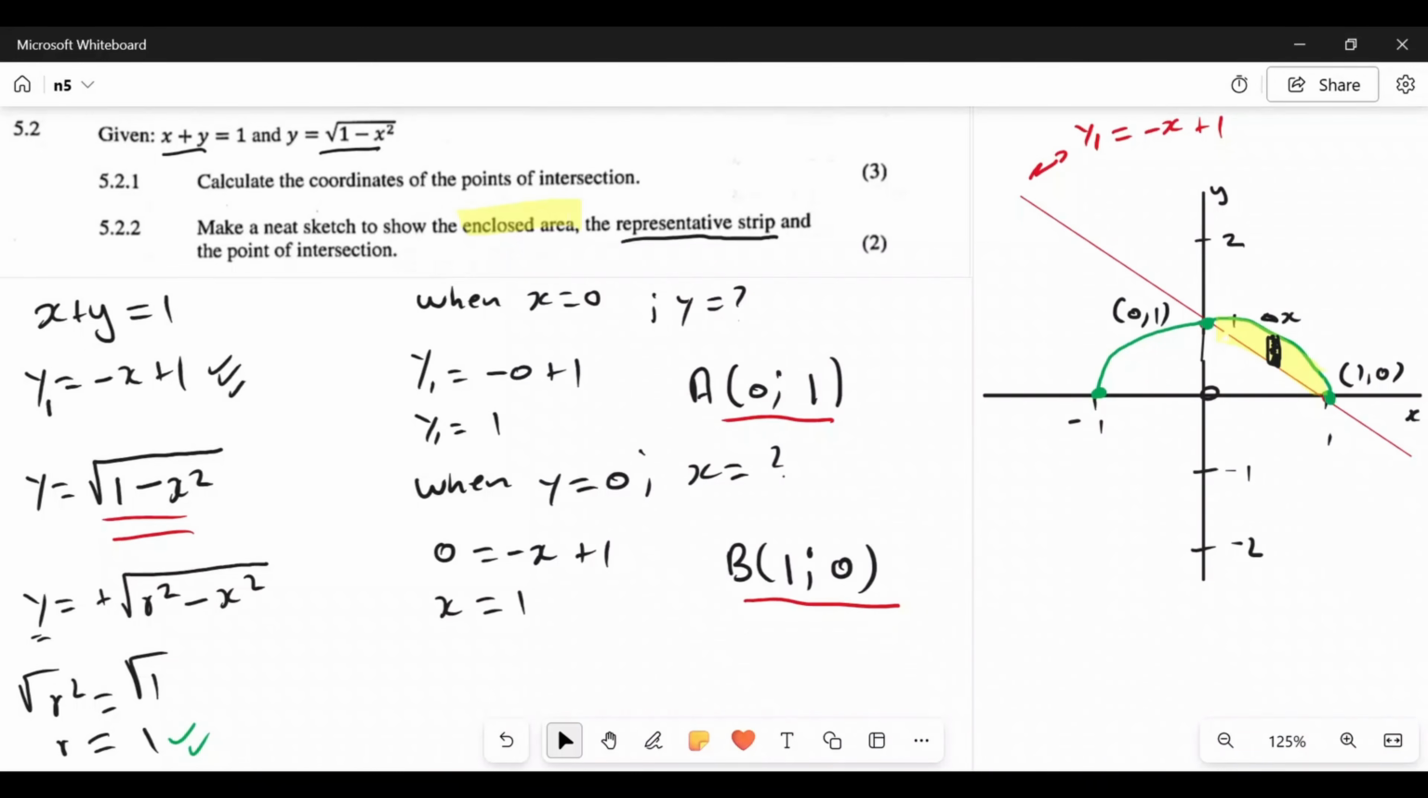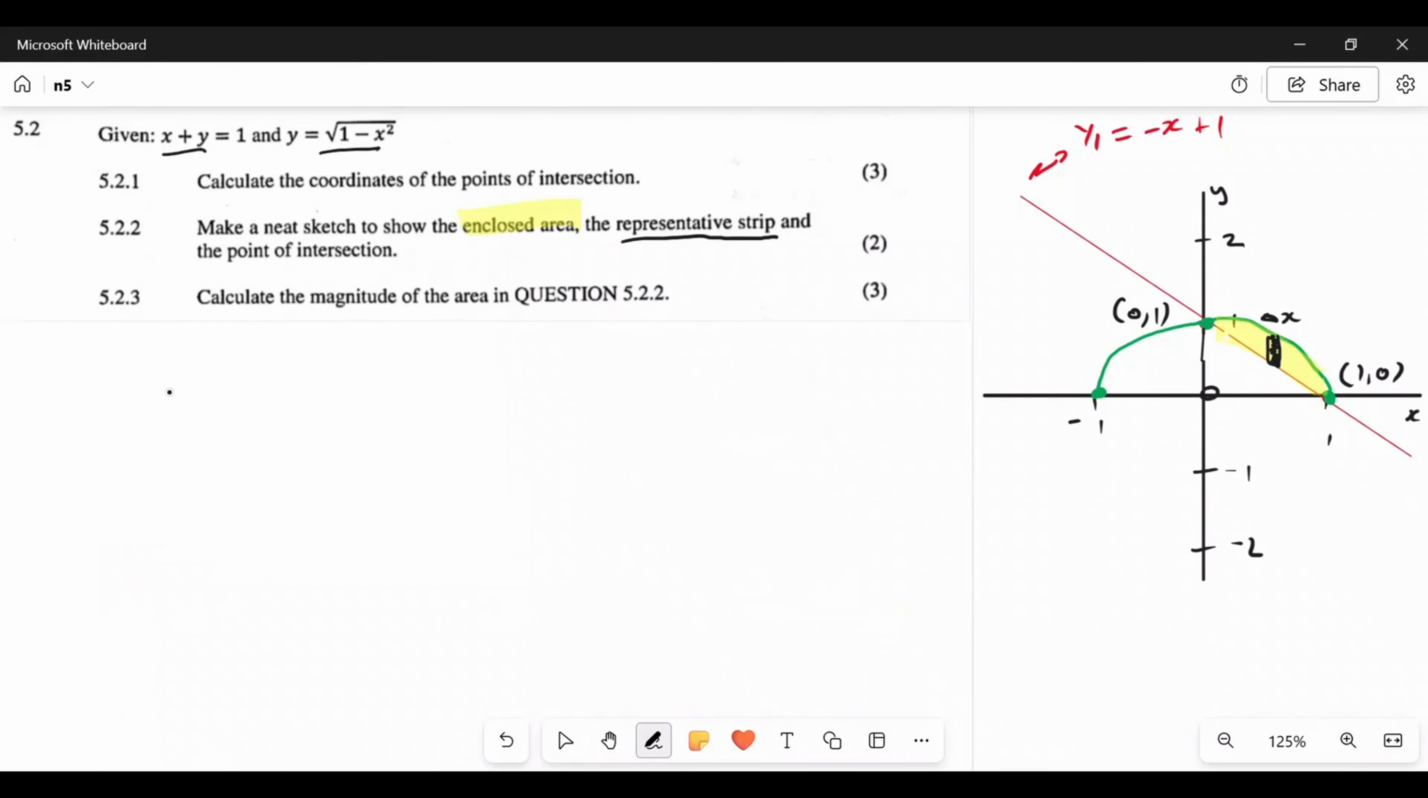We're going to do 5.2.3. Now, here they want us to calculate the magnitude of the area in question 5.2.2. The area that we highlighted in yellow there, that's what they want us to calculate. So from N4, we know that we can calculate this area using integration, especially definite integrals.